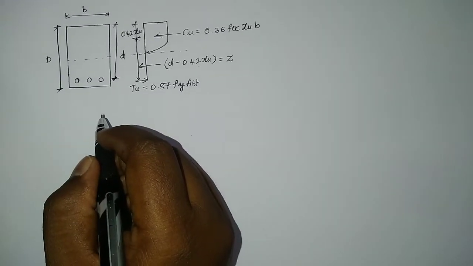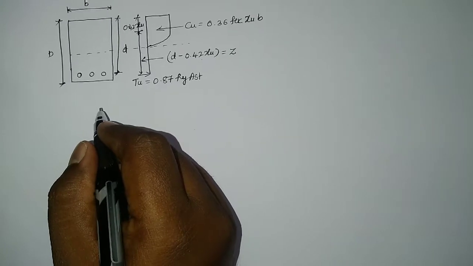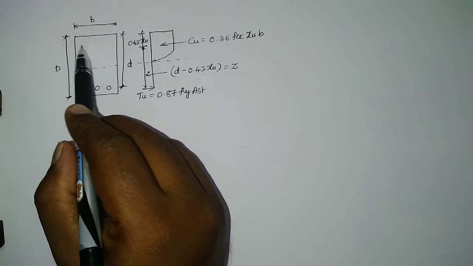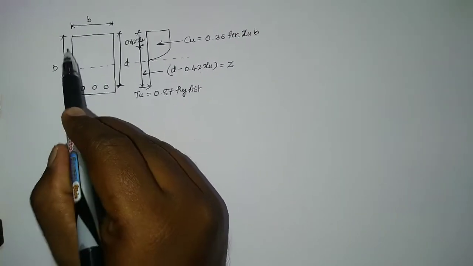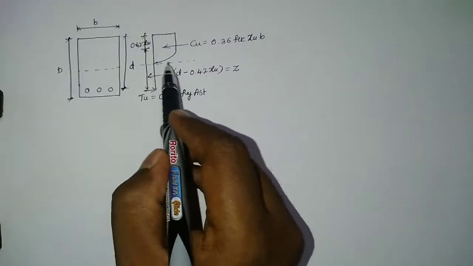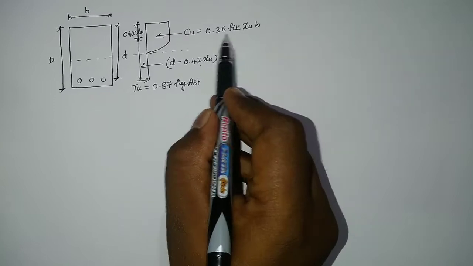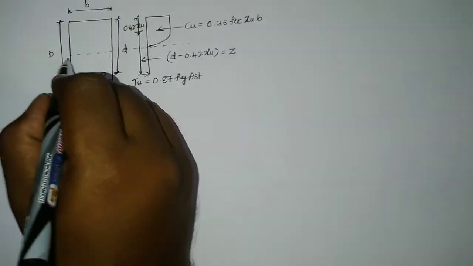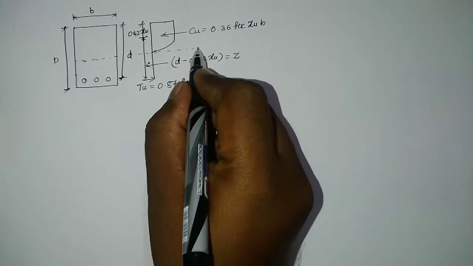So today we'll discuss the calculation of the depth of neutral axis as well as the moment of resistance. Here we have taken a beam whose width is B and depth is capital D. This is the stress diagram. Cu is the compressive force acting on the section. This is the neutral axis, the dotted line.